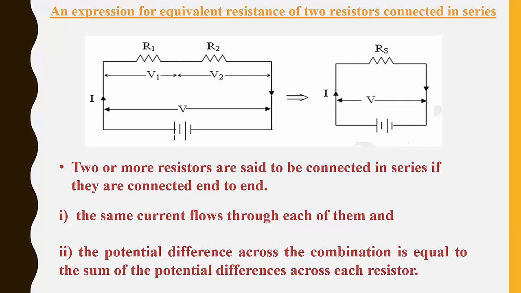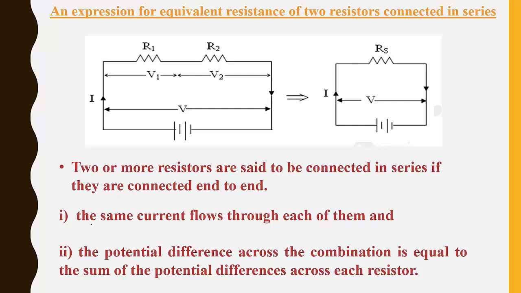This is a battery. Through this battery, or this electrical energy, an electric field is produced inside the conductor so that current starts to move. The current I is flowing throughout the circuit. Here, the two resistors R1 and R2 are connected end to end. So we can call it a series combination of resistors.